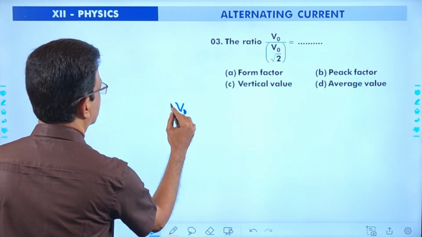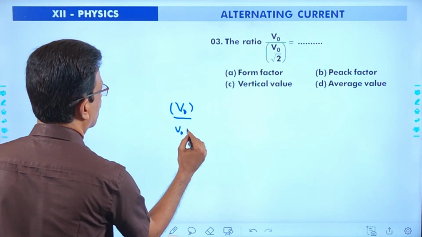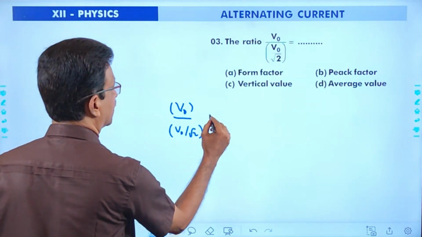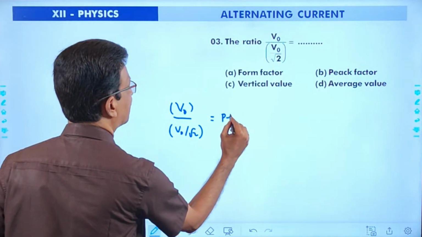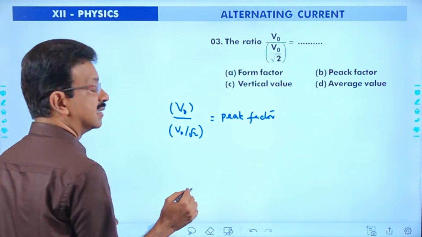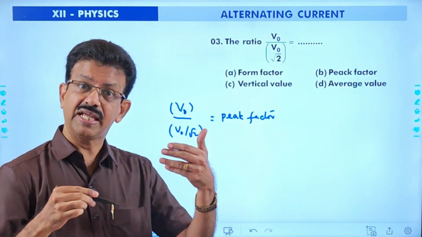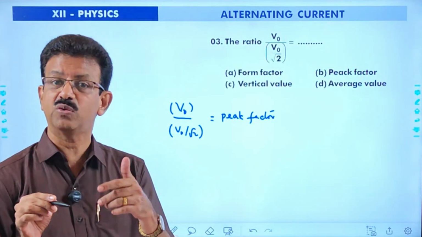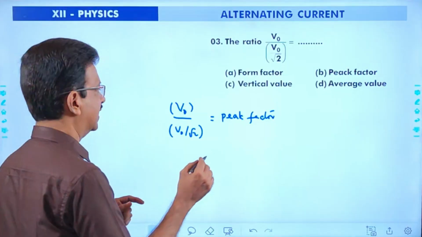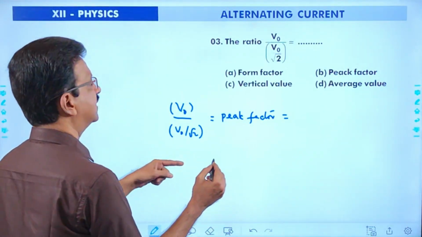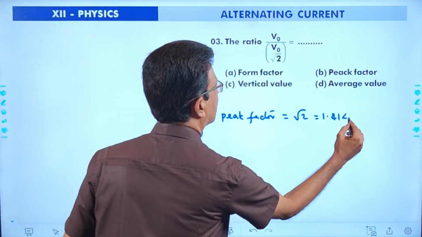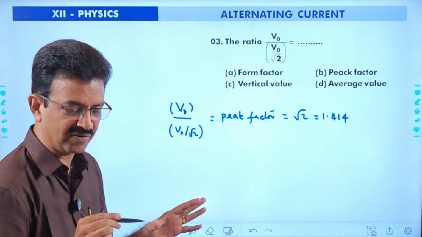V0, the peak value, divided by V0 by root 2, the RMS value. The ratio of the peak value to the effective value is called the peak factor of AC. Similarly, the ratio of the effective value to the average value is called the form factor of AC. The value of the peak factor is V0 divided by V0 by root 2, that is root 2, or 1.414. This is the value of the peak factor.